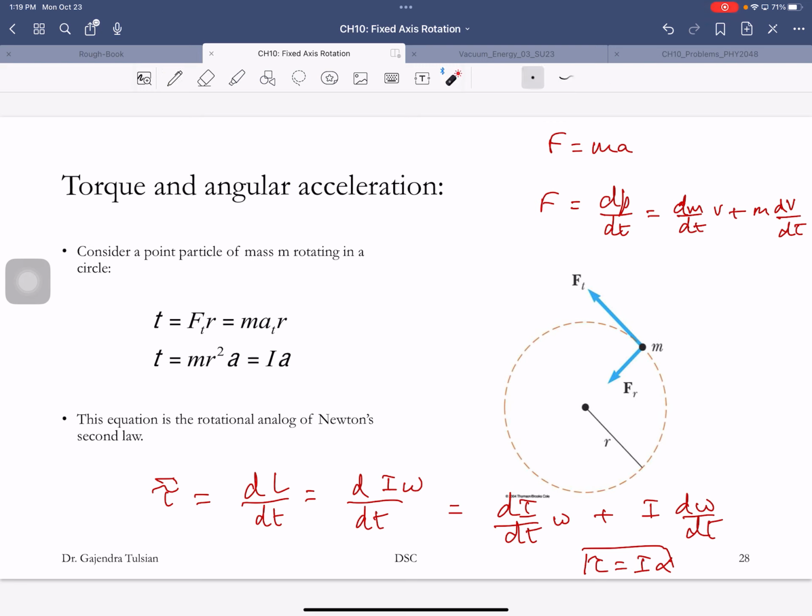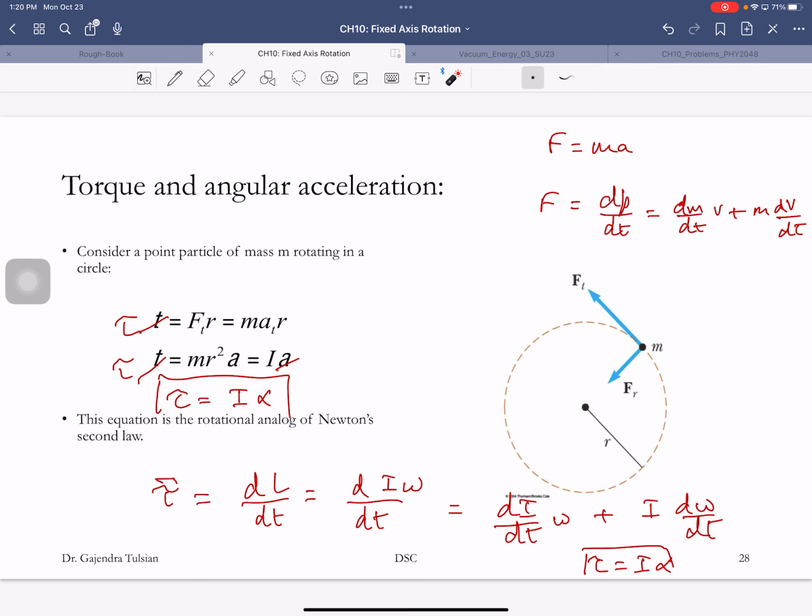So here's Newton's second law. This should be torque. Okay, that's torque. Torque is I times alpha. So here is Newton's second law for rotational motion. Torques give angular acceleration. And that's what this derivation is showing you. I mean, this diagram is showing you.